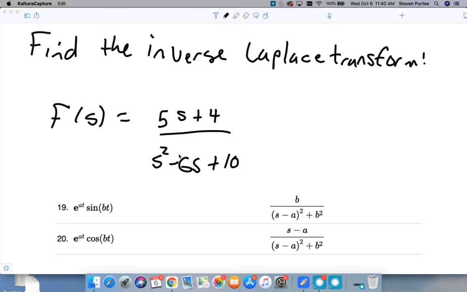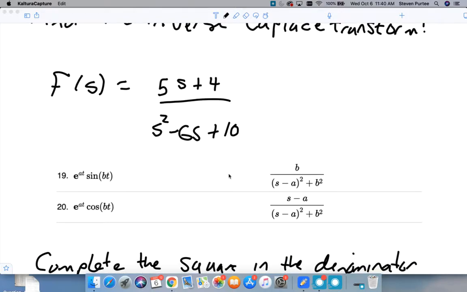So we're going to have to use completing the square. And these are what we're shooting for here. Anytime the denominator won't factor and you have to use completing the square, you're going to get these exponentials times sines and cosines. So I'm shooting for fractions that look like these. Notice with the sine one, I don't have an s on top. With the cosine I do, and in fact it's not just an s, it's an s minus a.